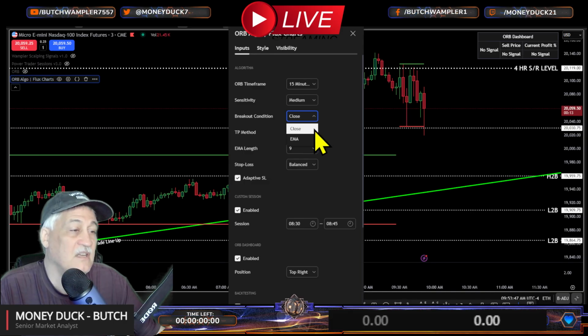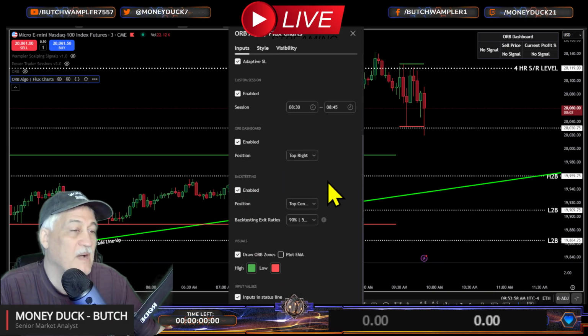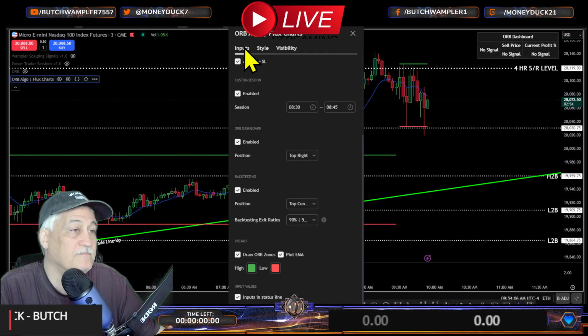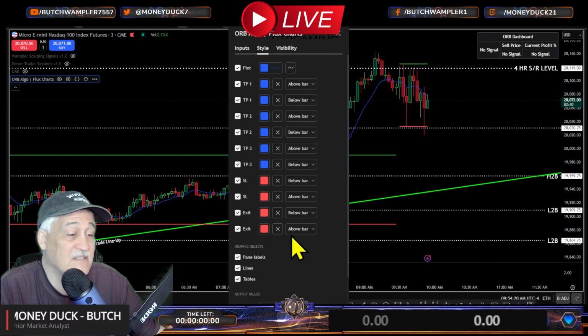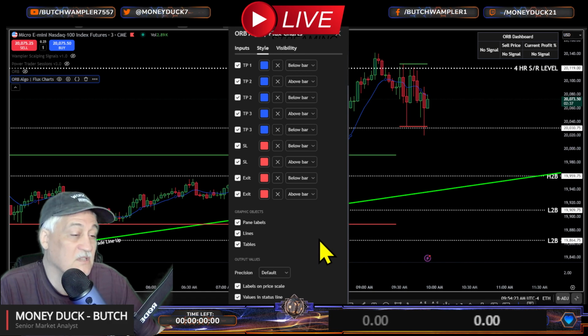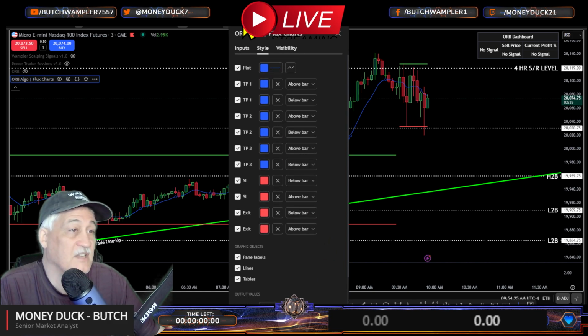Breakout condition, do you want the close, which would be a candle close on the other line? They also have EMA there. So I'm wondering if that is, we could pop the EMA on here. We'll plot the EMA on the chart. And I don't know, let's see here. There's your take profit levels. So it does have several take profit targets that it plops. It'll pop your stop loss on your exits. You'll see them marked. What I was looking for was the color of the EMA, but that's okay.